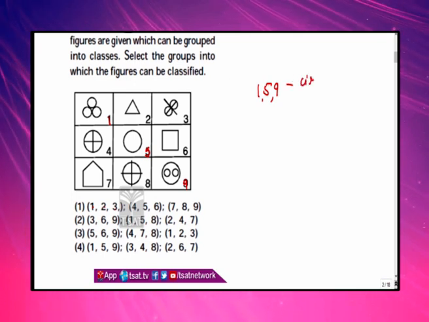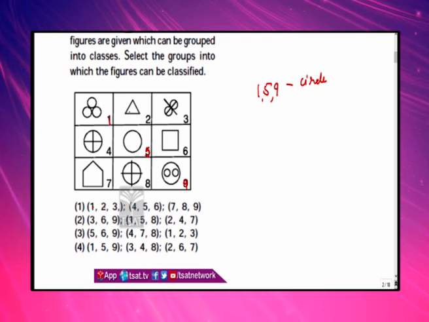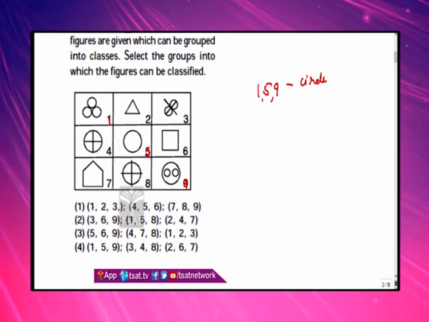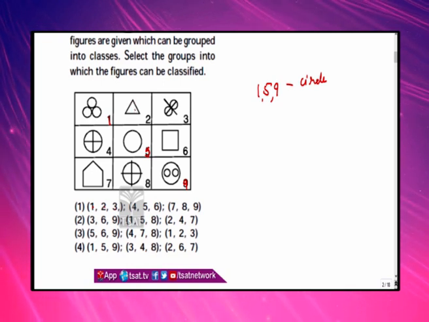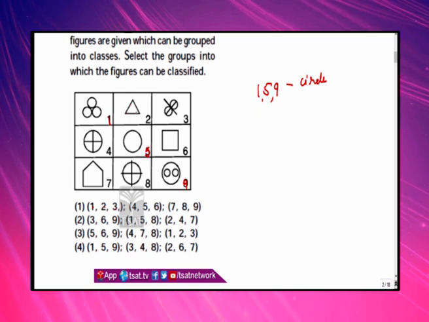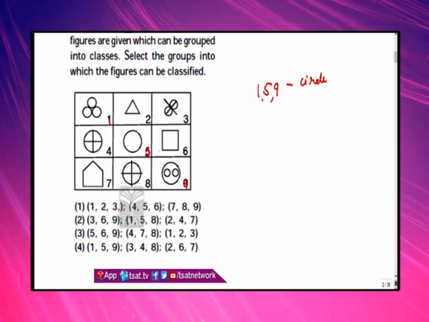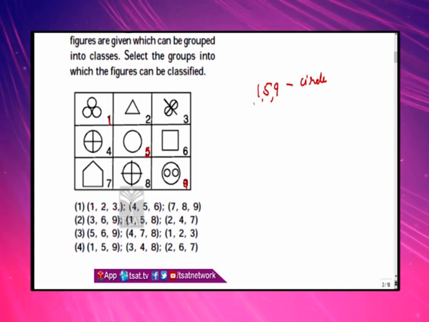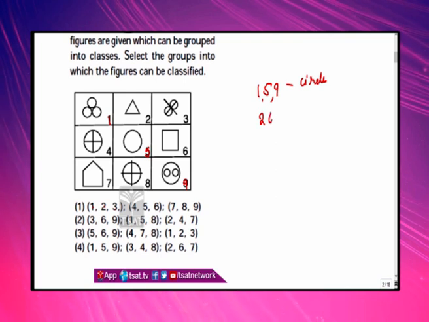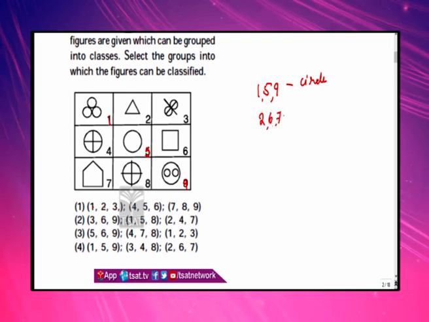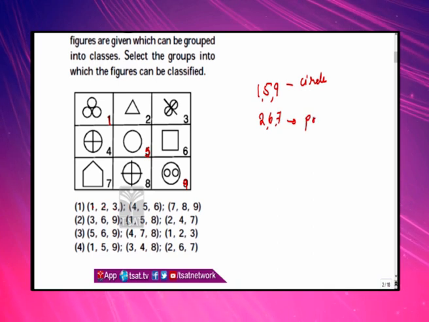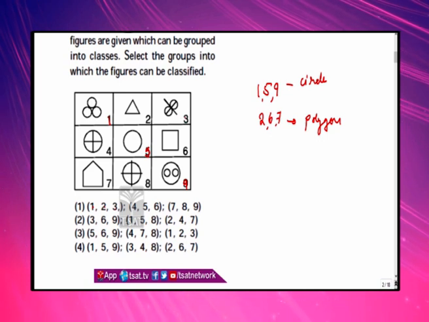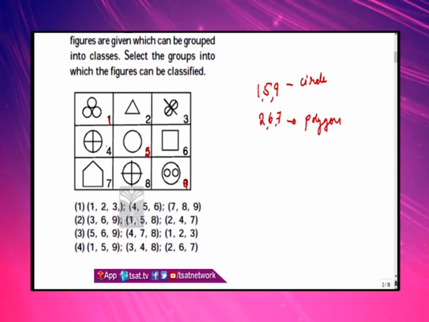Because here you are having circle. Now what is the second one? In the second figure, you have polygons, like a triangle here, with 3 angles or lines. So when you have this triangle, square and pentagon, I can make them into one particular group. So 2, 6, 7 forms one group based on polygon. And what is the next one? That is 3, 4 and 8.